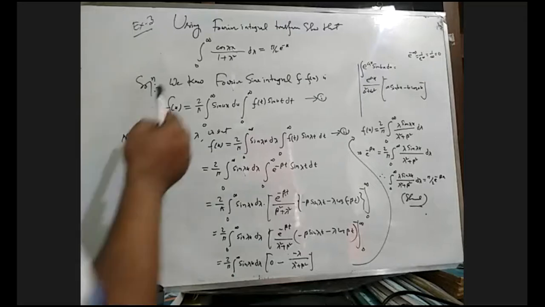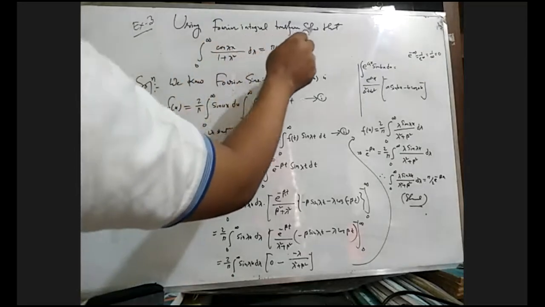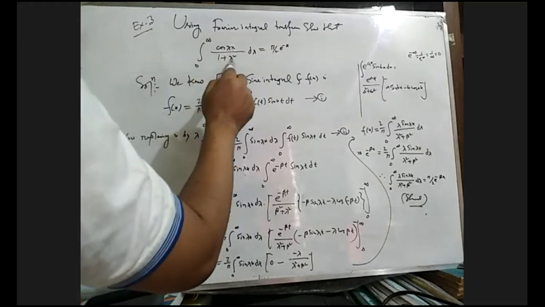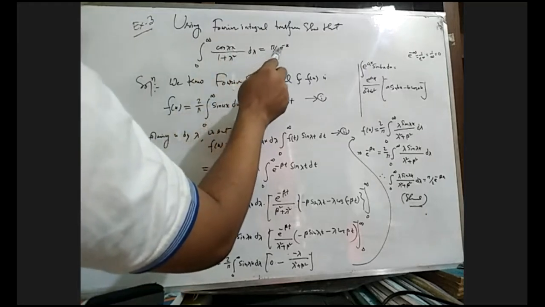So for example 3, using Fourier integral transform, show that integral 0 to infinity cos lambda x divided by 1 plus lambda square d lambda equals to pi by 2 e to the power minus x.